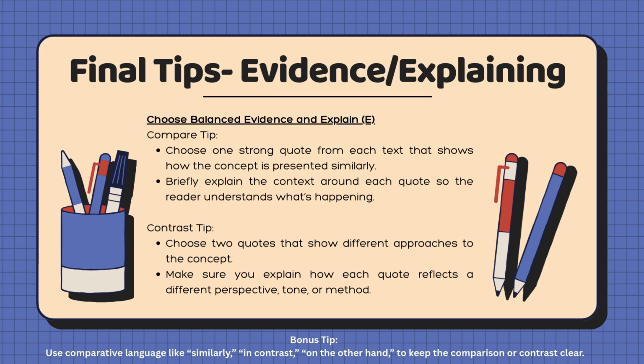When you are looking at your evidence and explaining, choose balanced evidence and explain. When you're comparing, choose a strong quote from each text that shows how the concept is presented similarly. Briefly explain the context around each quote so that the reader understands what is happening. If you're contrasting, choose two quotes that show different approaches to the one concept. Make sure you explain how each quote reflects a different perspective, tone, or method. A bonus tip down the bottom: use comparative language like "similarly," "in contrast," or "on the other hand" to keep comparison or contrast clear.